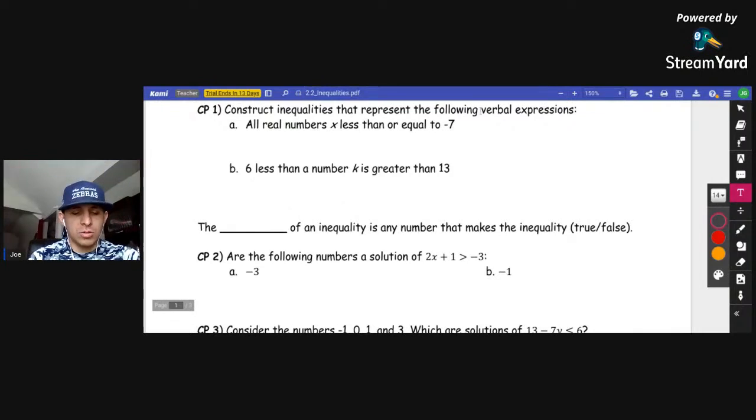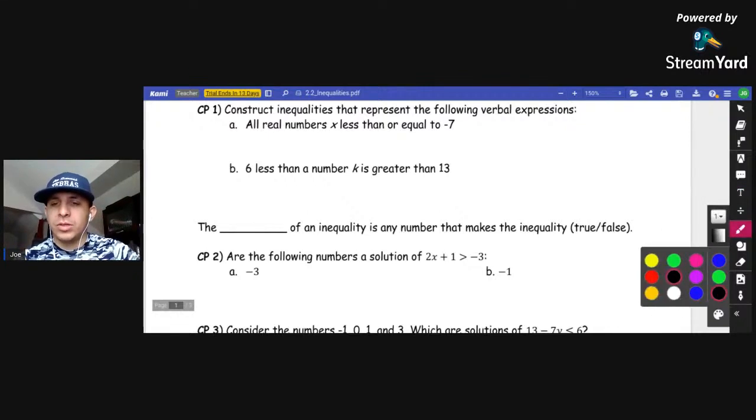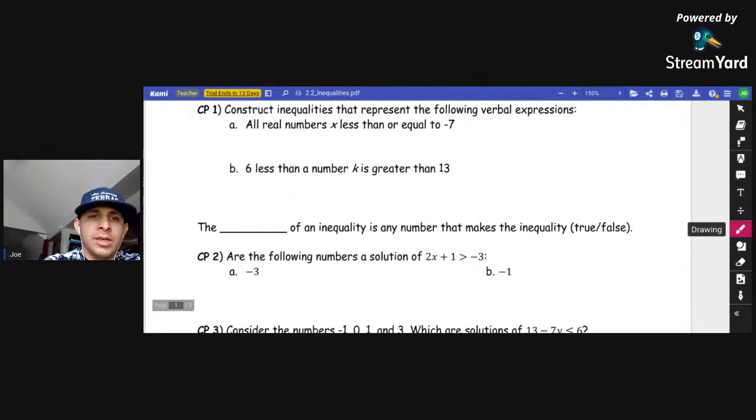So if we were to construct inequalities that represent the following verbal expressions, because that is always the goal, right? Take what we're experiencing in our world and create some type of mathematical notation to model it. We have all real numbers x less than or equal to -7. So obviously we're going to start with our first piece, which is our variable. X less than or equal to, right?